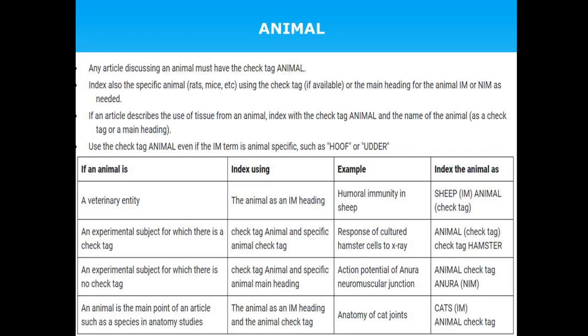They are experimenting on the animal. So here the animal becomes an experimental subject. The cells of hamster become an experimental subject, animal becomes an experimental subject where there is a check tag, right? So automatically animal becomes a check tag, and the hamster, the specific animal, also becomes a check tag. So animal is the main check tag and hamster is a specific check tag, general and specific check tag.